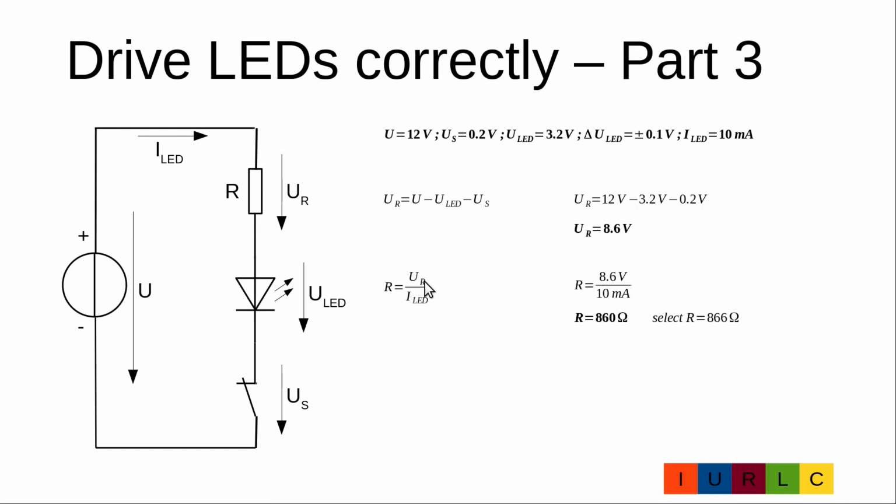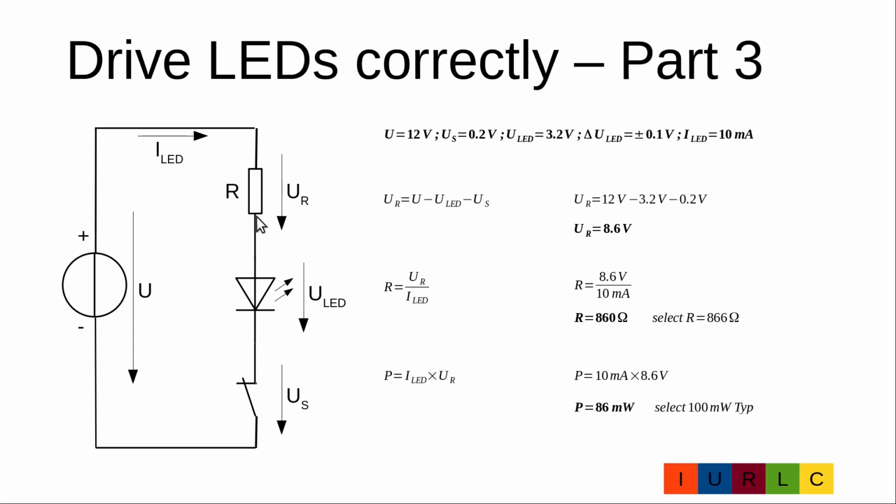R is UR divided by ILED, with concrete numbers 8.6 volt divided by 10 milliamp. The pre-resistance R is 860 ohm. We select the standard resistor R is 866 ohm.